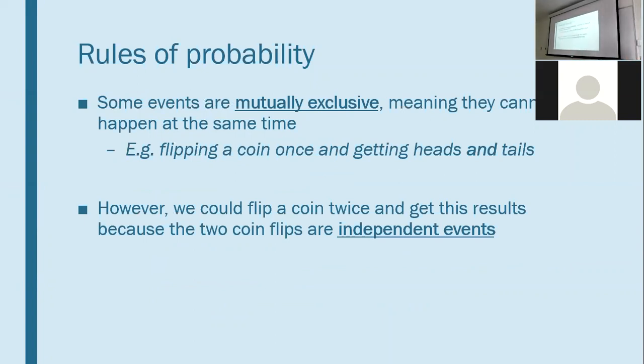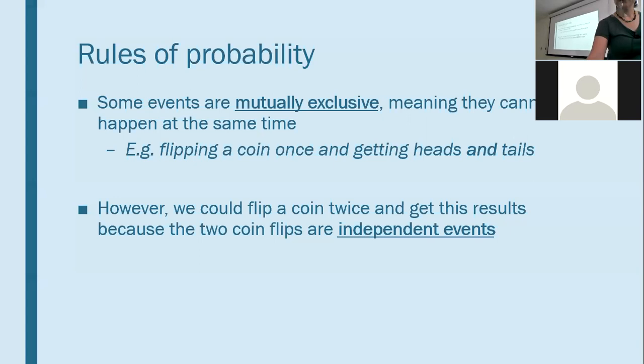Some events are mutually exclusive, which means they can't happen at the same time. You can't flip a coin and get heads and tails. That's not what happens. But you can flip a coin twice and get heads and tails, because the 2 coin flips are independent events.